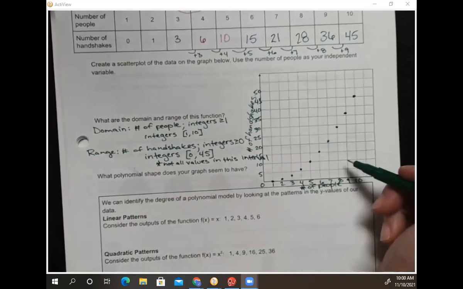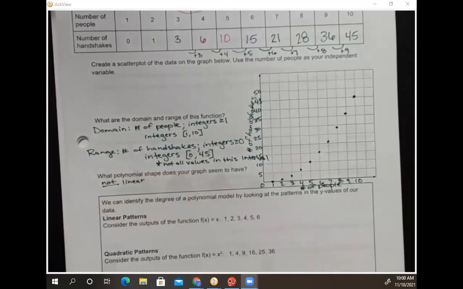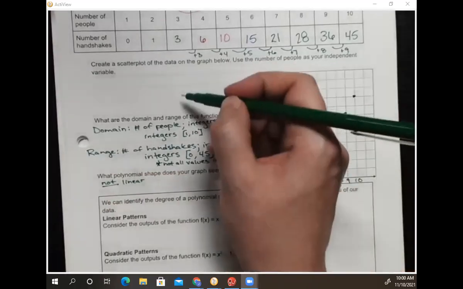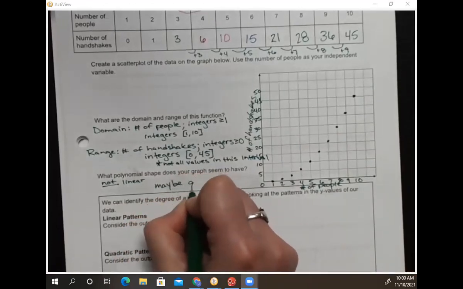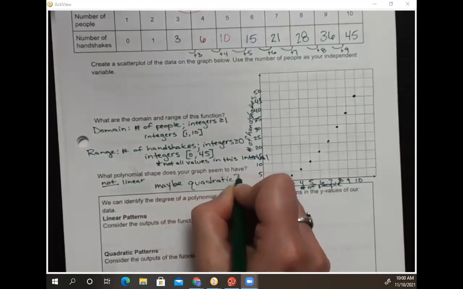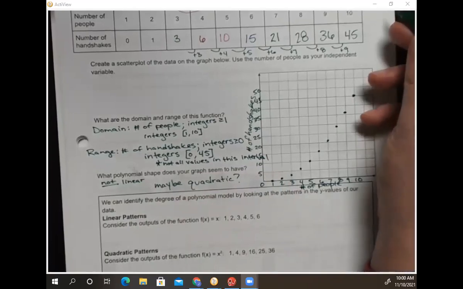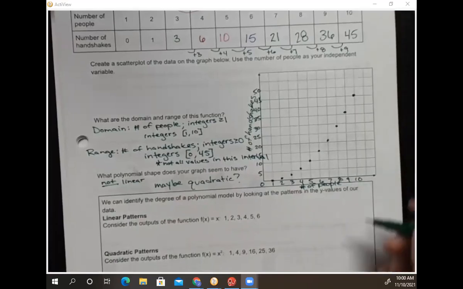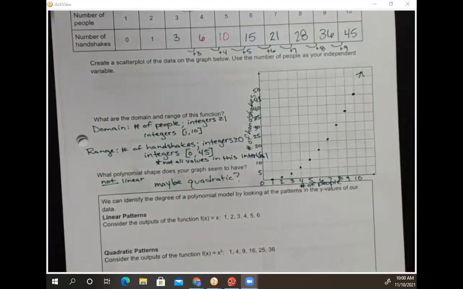And then let's talk a little bit more about the shape here. We said definitely not linear. Could I maybe see where this is parabola-like? Maybe quadratic? The more people I add, the more handshakes I'm going to get. I don't have a reason why this would turn around. So I would expect this to keep going up in this same manner. That makes me think probably not a different type of polynomial that would have more dips or wiggles. So I could expect that this trajectory would continue, the one that I've got here.